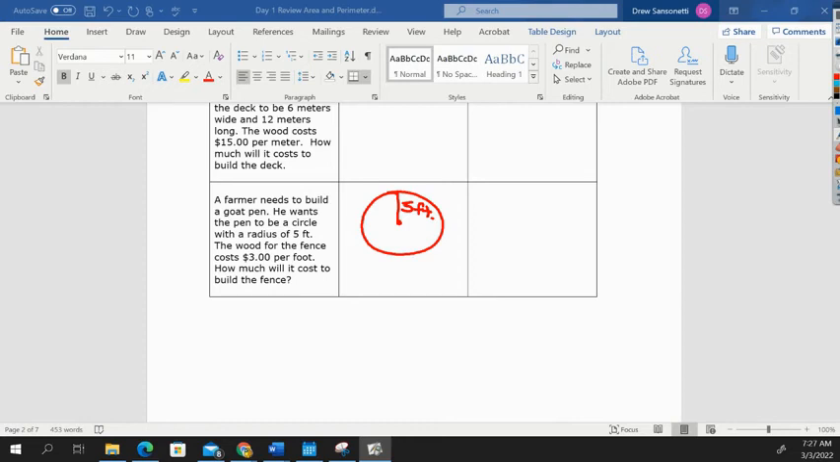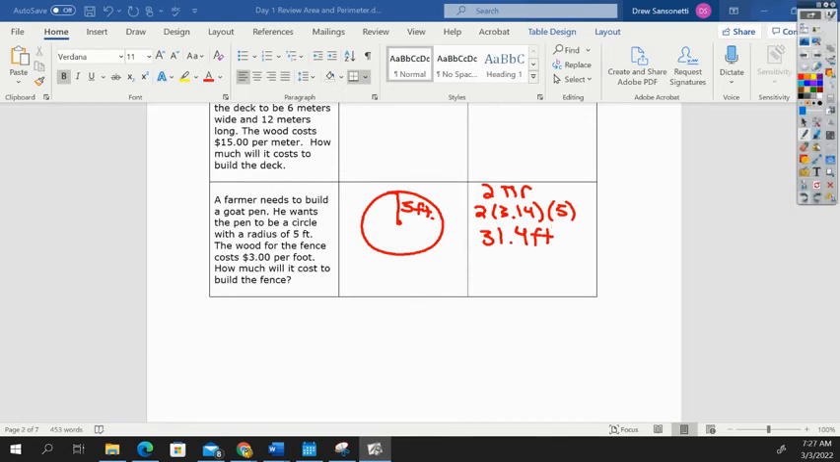So let's use the formula for circumference that includes the radius, since there's a radius there. So let's use the one that says 2 pi r. And we're going to use that one over pi times diameter because we have a radius, we don't have a diameter. So we'll write out our formula: 2 times 3.14 times 5. If we multiply this all together, we're going to get 31.4 feet. Not squared, just 31.4 feet, sorry.